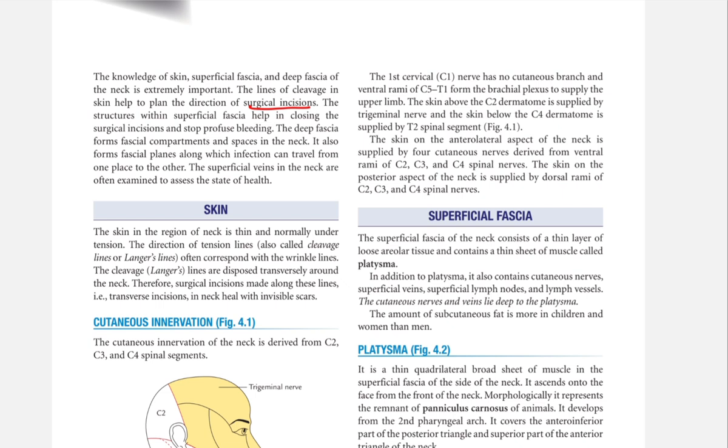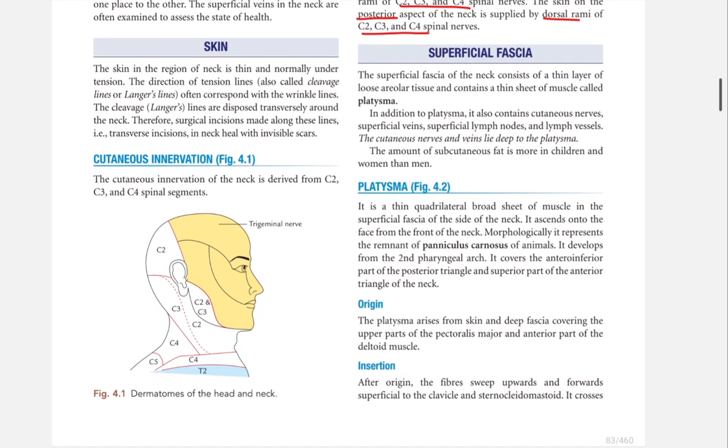supplied by spinal segment. The skin on the anterolateral aspect of the neck is supplied by four cutaneous nerves derived from ventral rami of C2, C3, C4 spinal nerves. Skin on the posterior aspect of the neck is supplied by dorsal rami of C2, C3, C4 spinal nerves. So the anterolateral aspect of the neck is supplied by ventral rami of these and the posterior by dorsal rami of these.